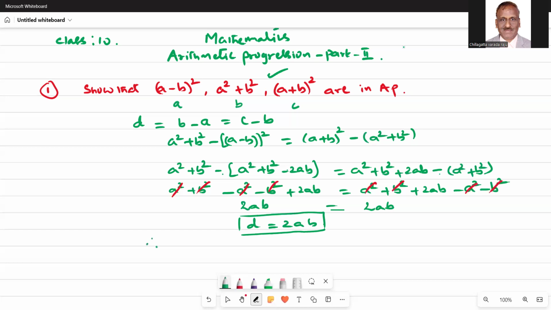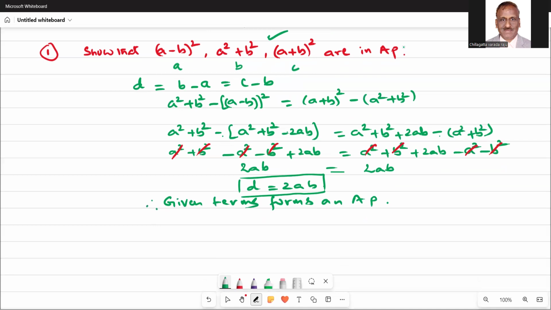Therefore, given terms form an AP. If the common difference does not satisfy, suppose in LHS you get ab and in RHS you get 2ab, then we will say that the given terms are not in AP. It is clear that you will get equal common difference because it is already mentioned to show that. That means already they are the terms of an AP, and we have to prove that their common difference is equal. That is the reason that they are in AP.